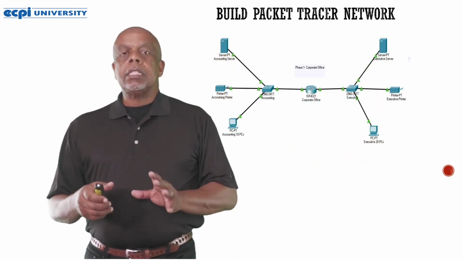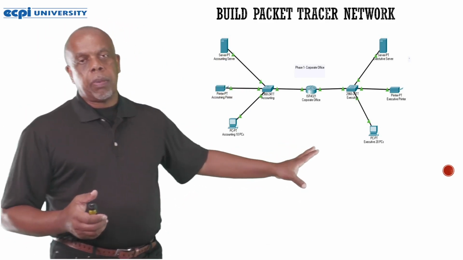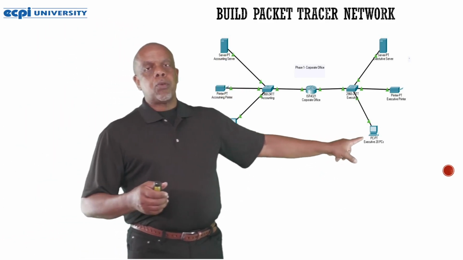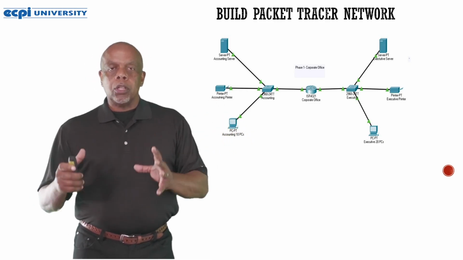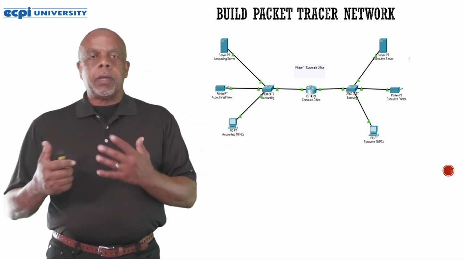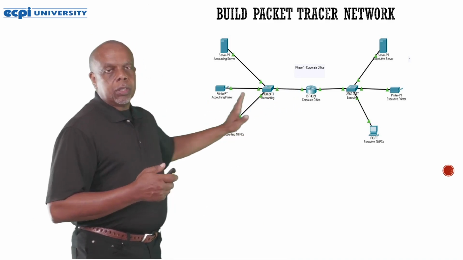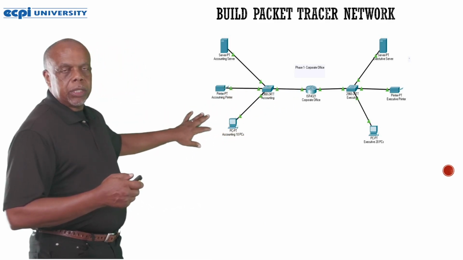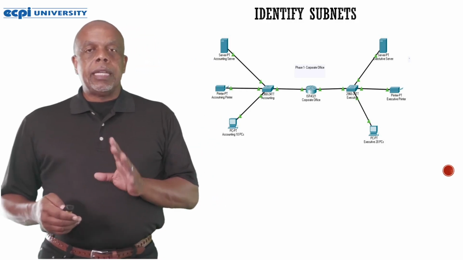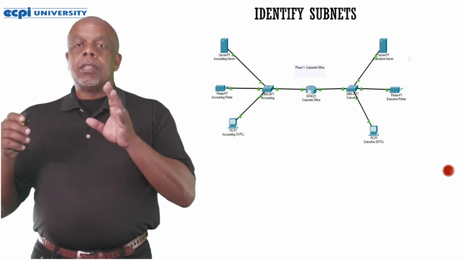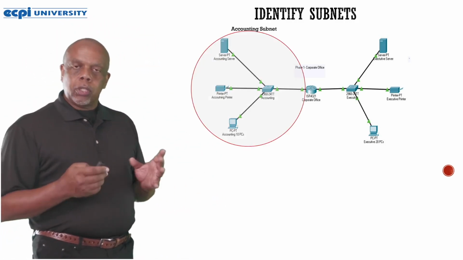Now, please don't try to put 20 PCs on your Packet Tracer. Just put one representative PC, and that's enough. Otherwise, it's going to get so polluted that no one will be able to read it. On the other side, we've got another switch and the other components. That makes it easier for us to identify the subnets. So now we have 2 subnets.